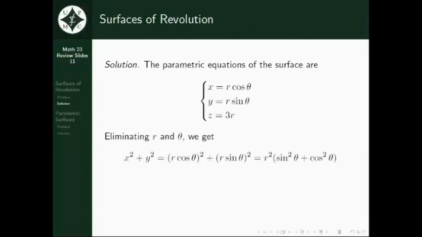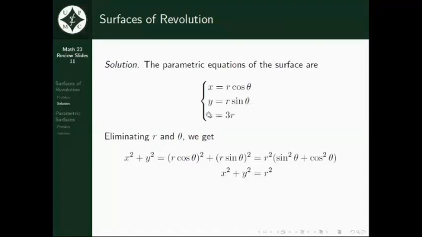After that, eliminating r and theta, we get x squared plus y squared is equal to (r cosine theta) squared plus (r sine theta) squared. Factoring out r squared, we get r squared multiplied by sine squared theta plus cosine squared theta. Now, sine squared theta plus cosine squared theta is equal to 1. So, we get x squared plus y squared is equal to r squared.